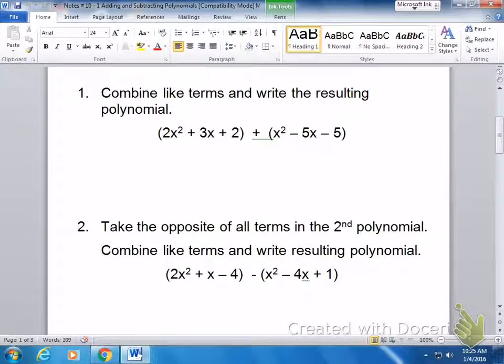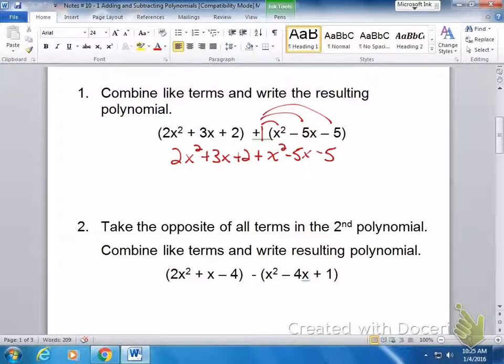Number 1 says combine all like terms and write the resulting polynomial. Now, if you don't remember, there's actually a 1 right there in between the plus and the parenthesis that we would normally have to distribute, but since it's positive, it's just going to stay the same. So I have 2x squared plus 3x plus 2 plus x squared minus 5x minus 5. Now, this is where we start matching. We combine our like terms.